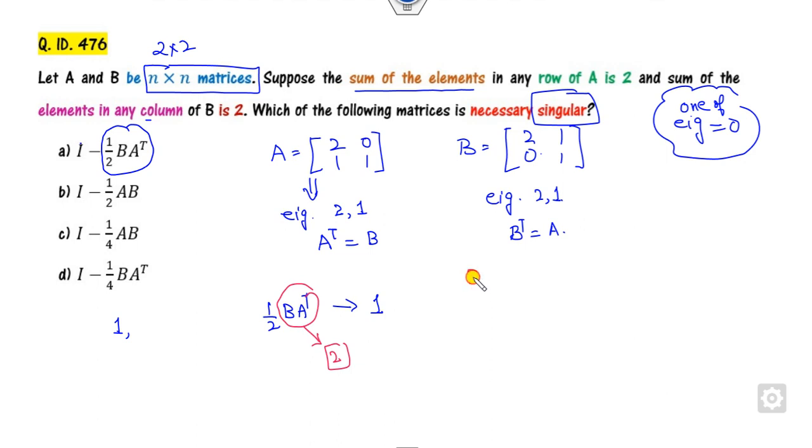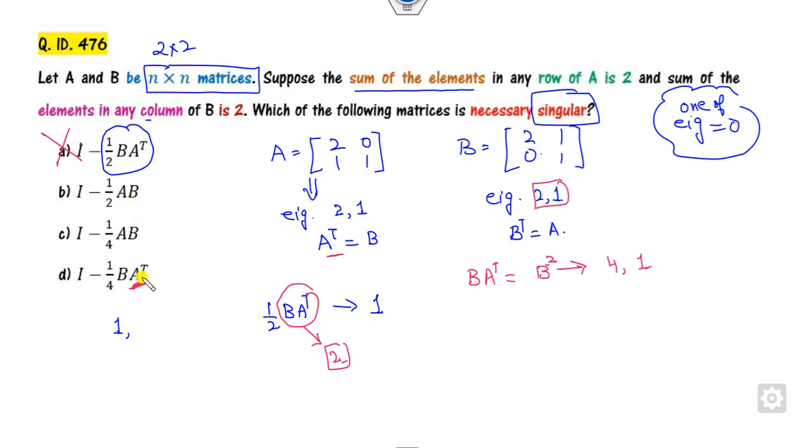So I can check B of A transpose. A transpose is B, so its eigenvalues are those of B square. What are the eigenvalues of B square? 4, 1. But none of them is a 2, so it can never be singular. Look here.